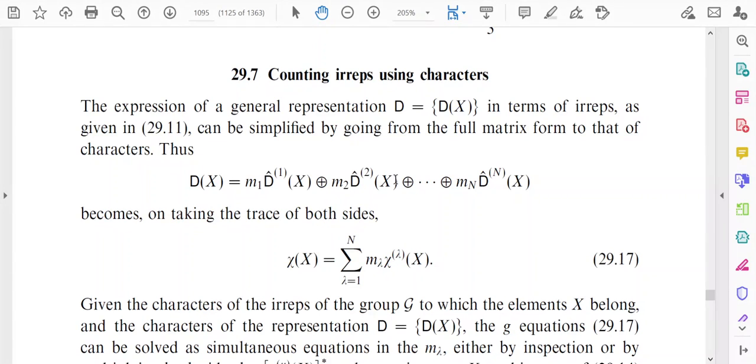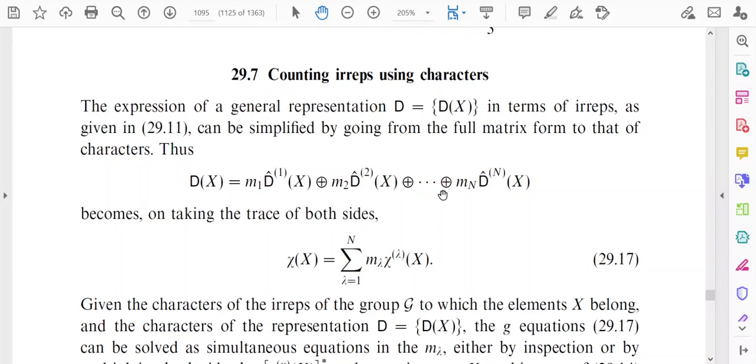Welcome all. In this lecture, I will discuss counting of irreducible representations using characters. In our earlier lectures, we have already discussed matrix representation, and there we discussed that a block diagonal matrix can be constructed using different irreducible representations, and we generally write those irreducible representations in the diagonal part of the matrix. The representative matrix D(x) can be written in terms of the irreducible representations. This is the direct sum.